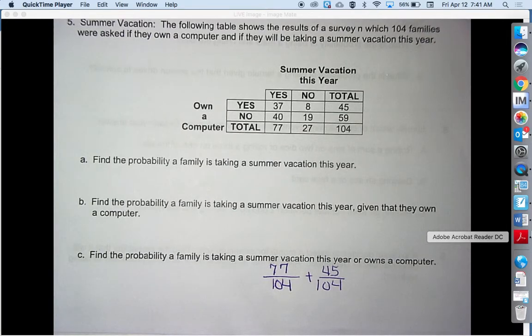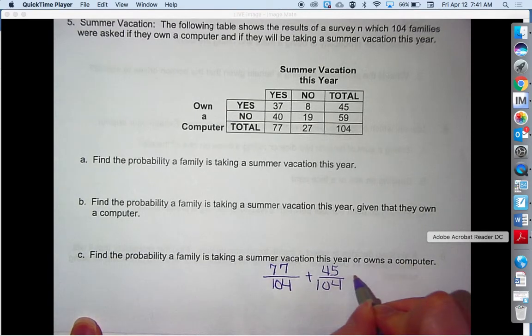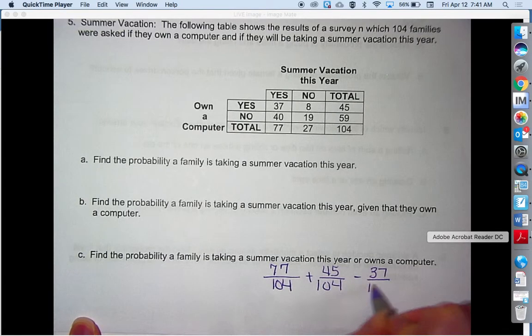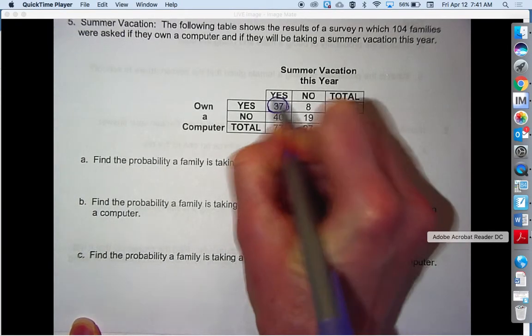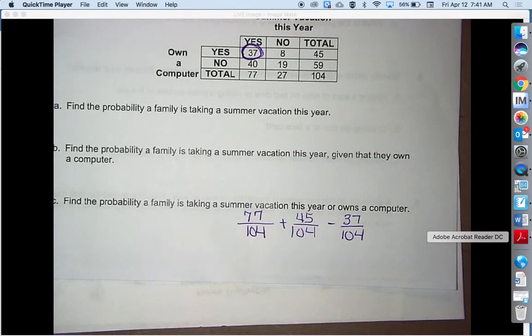What else do you have to do with this problem? Julia? Subtract 37 over 104. And why do you have to subtract 37? That's overlapping information. Right, that's the part that is both. So we have the probability of one, we've got the probability of the other, but these are overlapping events. They're not mutually exclusive or disjoint. So they overlap because there is a time where they both are being counted in owning a computer and also going on a vacation. So we need to make sure that you're subtracting that amount.